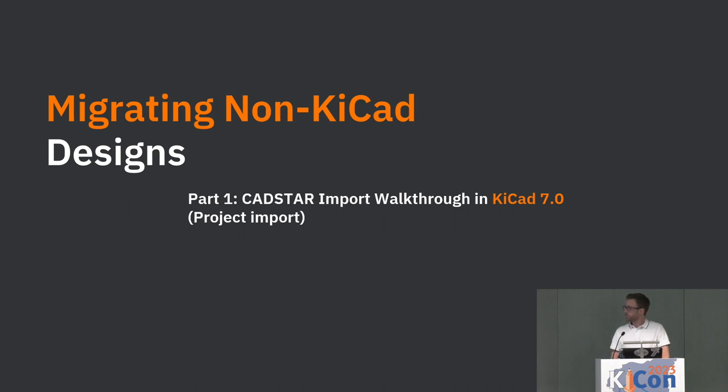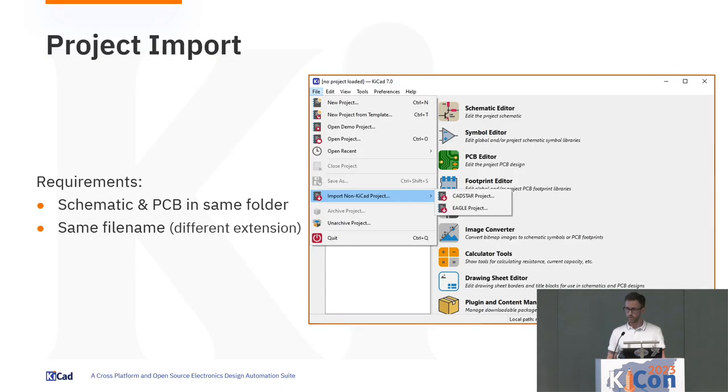Now, how to go about using the designs. I'll start with the easiest. KiCad has a project import function. We have that for CADstar, we have it for Eagle, and we will have it in version 8 for EasyEDA as well. The way this works, you just open the KiCad project manager, File, Import Non-KiCad Project, and choose which type of project you want to import. For CADstar and for Eagle, we're using the schematic and the PCB files. They both need to have the same file name at the moment, just a different extension. Then you select one or the other, and it will figure out how to import it.